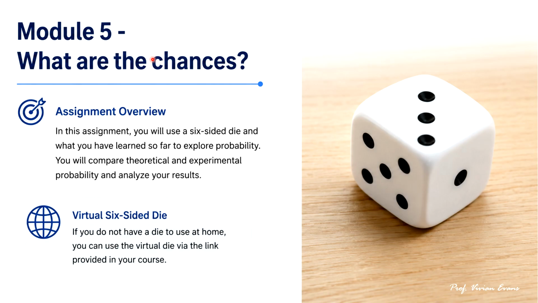In this assignment, you will explore one of the most important topics in statistics and mathematics, probability. Probability helps us predict how likely an event is to happen. By the end of this assignment, you'll compare what should happen in theory with what actually happens when you perform an experiment. Let's go through each part of the assignment together.